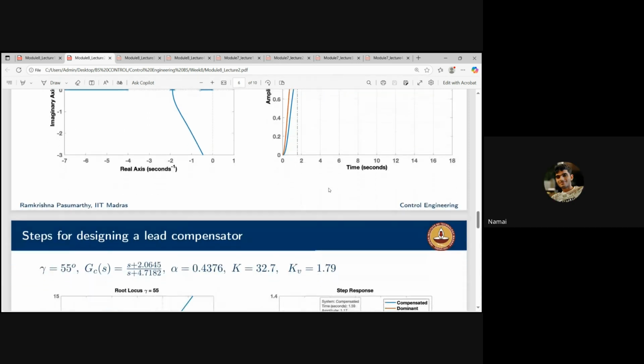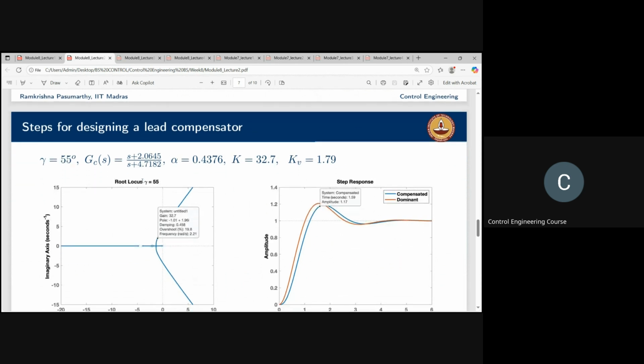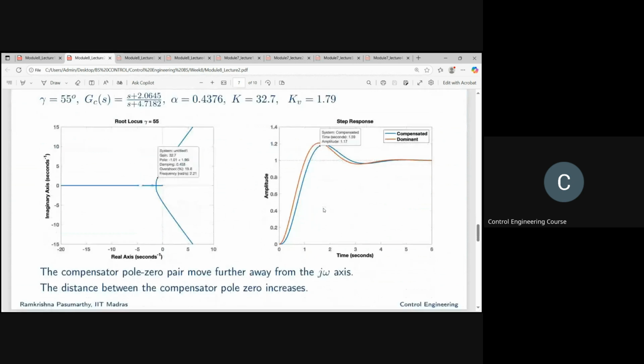Right. And for a lag compensator, I'm assuming we'll just add a differential term. Right? Integral term. Yeah, an integral term. So now you choose gamma 55 degree, which is a higher value. You get this, so this is comparatively okay. The zero is at 2, the pole is at 5. Not bad. So you see it is okay now.